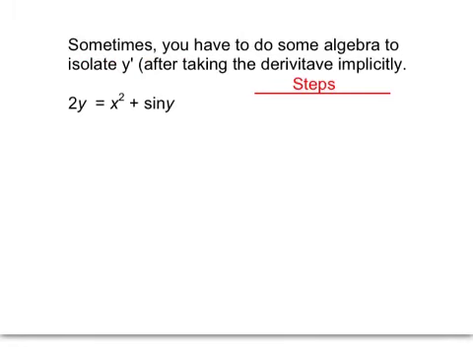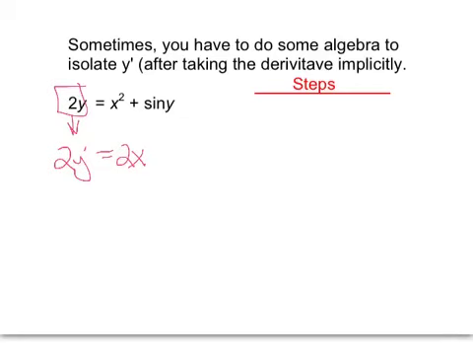So let's take the derivative implicitly. That's what this is called. We're taking the derivative implicitly. We do it in piece parts. The derivative of 2y is 2. The derivative of y is just 1. However, we're taking the derivative of a y term, so we have to tack on a y prime, equals the derivative of x squared is 2x.